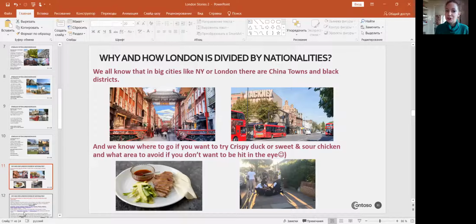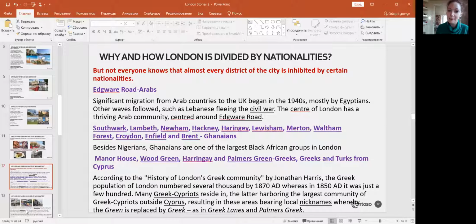So another aspect, why and how London is divided by nationalities. We all know that in big cities like New York or London, there are Chinatowns and the Black districts. And we know where to go if you want to try crispy duck or sweet and sour chicken, and what area to avoid if you don't want to be hit in the eye. Haha.